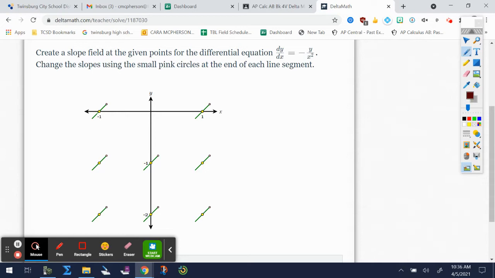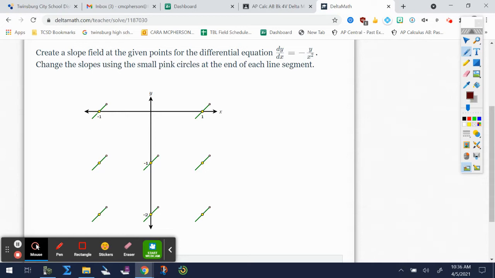So a slope field is going to be a visual representation of a slope at a series of points that's represented by a differential equation. So they have to give you this differential equation. If you look at the very beginning, it will ask you to create a slope field, and it tells you that dy/dx equals negative y over x squared. That is your differential equation, and that is how you're going to find the slope at any point on a graph. So what they will do is they will draw a series of segments.